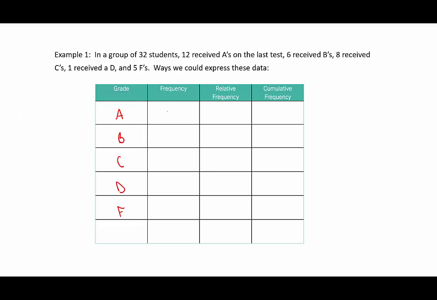Okay, so we're going to do that. We're going to put 12 A's, 6 B's, 8 C's, 1 D, and 5 F's.